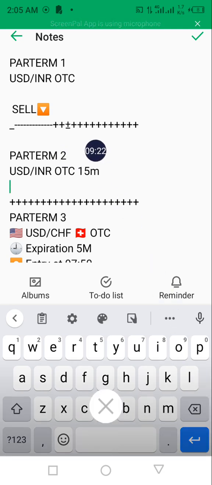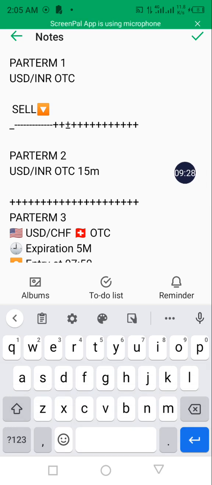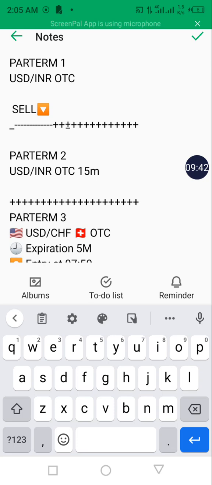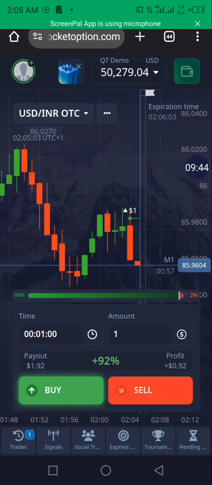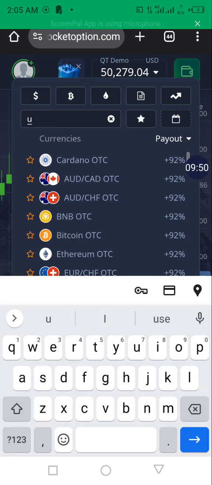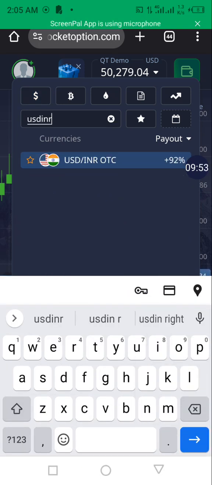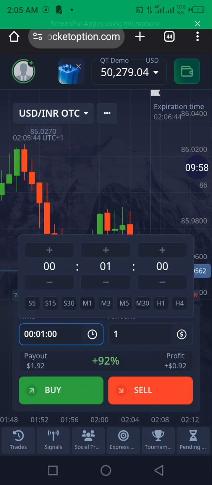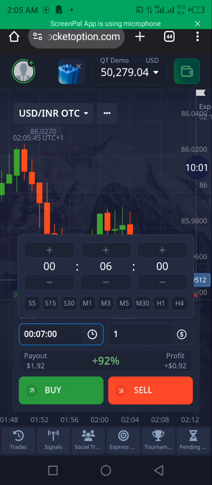Signal pattern 2. This is how it comes. This one is a straightforward signal. The pair and the duration of the trade are dropped at the same time, like this one: USD/INR 15 minutes. So what you will just do is come here, select the pair immediately, USD INR, and input 15 minutes.